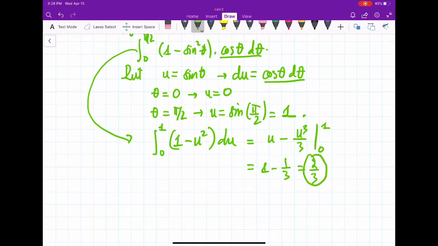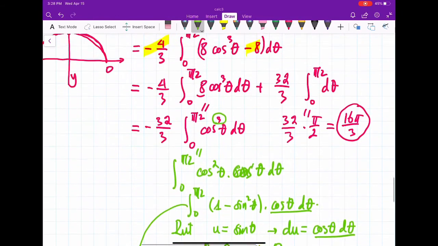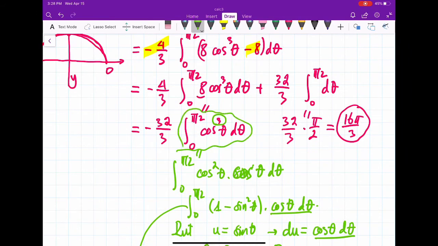Okay, so you bring this 2/3 to this, right? Overall, you have to multiply this guy with 2/3, and this is equal to negative 64 over 9. Right? So you have this number and this number.